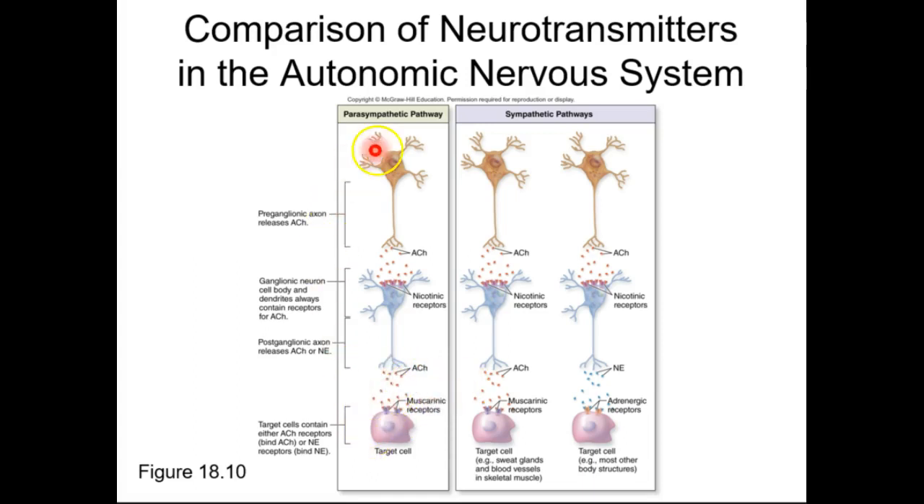Again, all you need to know here: preganglionic acetylcholine onto nicotinic, postganglionic acetylcholine onto muscarinic. That's it. Don't overthink it. That's all I'm asking.